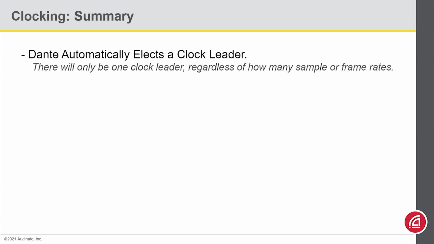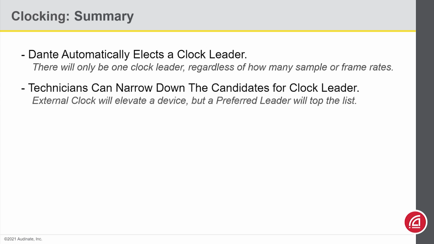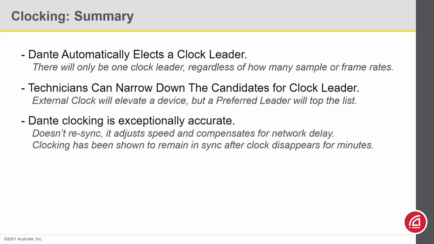So Dante automatically elects a clock leader. It uses Precision Time Protocol to establish a time and date stamp with such accuracy that each device can derive the clock they need from it. As such, there will only be one clock leader, regardless of how many sample rates or video frame rates exist. The external clock and preferred clock leader settings will elevate devices in the clock leader election, allowing you to influence who wins without sacrificing robustness if devices join or leave the network. And we know that Dante clocking is exceptionally accurate, correcting for internal time variations and propagation delay across the network.